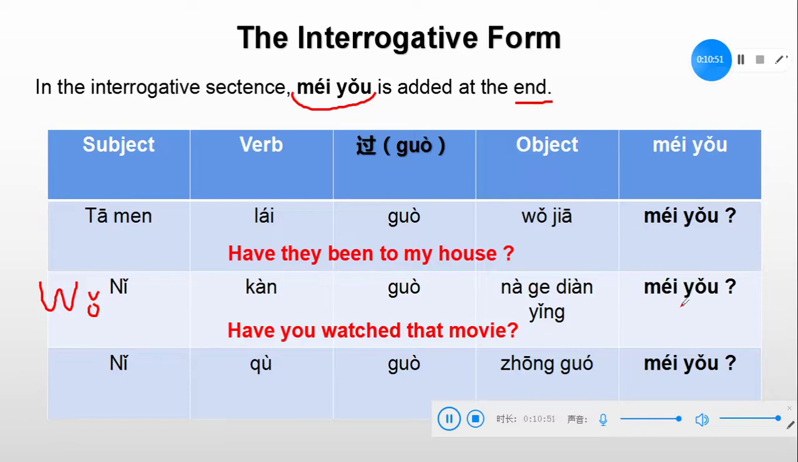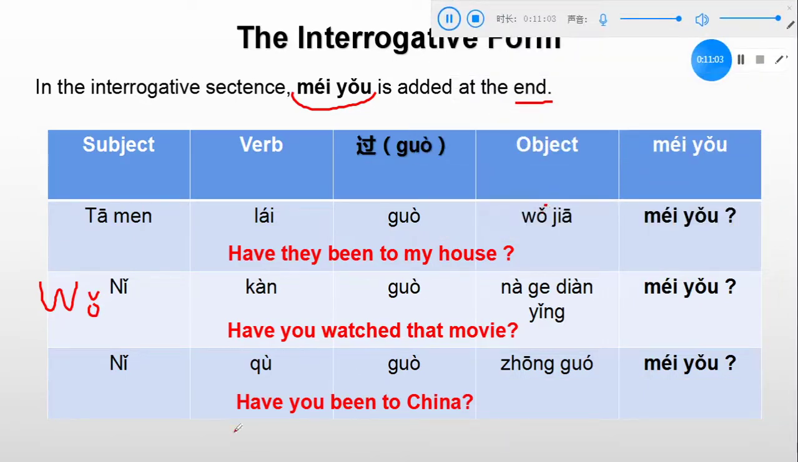Okay, so this is example 2. Now we move to example 3. 你去过中国没有? It's very easy. Have you been to China? 你去过中国没有? Have you been to China? Okay, 跟我读。他们来过我家没有？第二个，你看过那个电影没有？第三个，你去过中国没有？Okay, that's how we use 过 in the interrogative form.